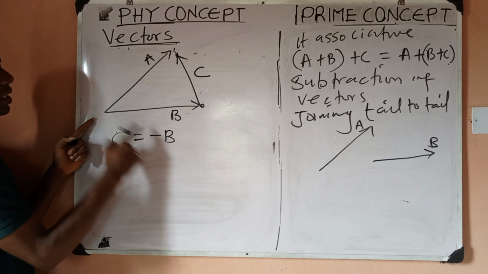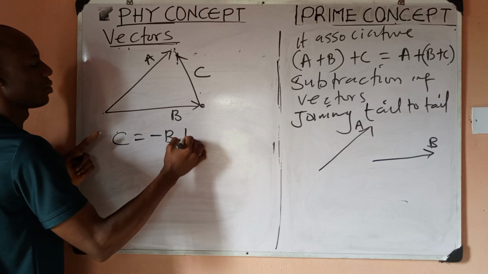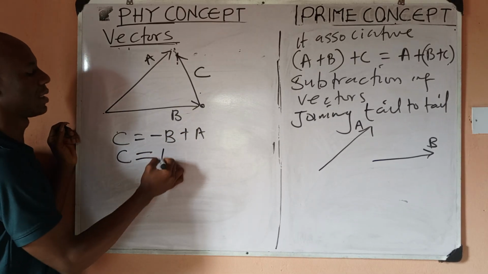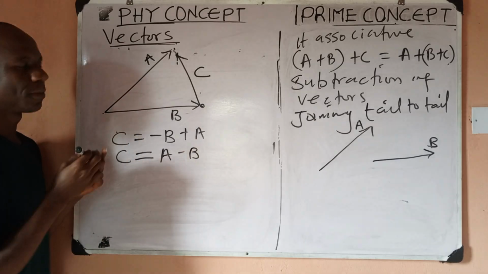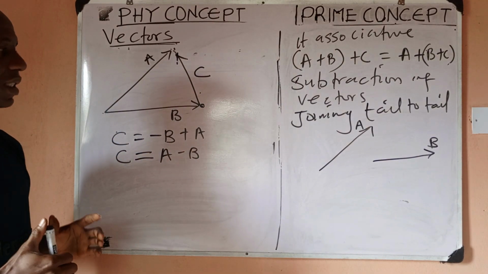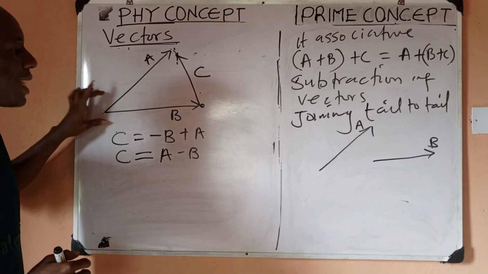So you have negative B. And when you come here, you move to this point, which is in favor of the arrow, which is plus A. So it means you can simply say that C is A minus what? B. So this is how you can subtract vectors. So this is how we can subtract vectors, right? By joining them tail to tail.